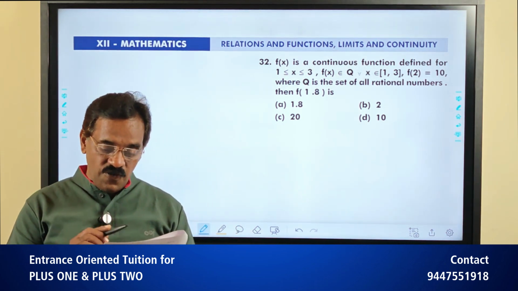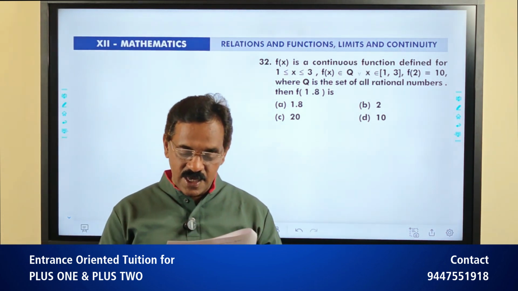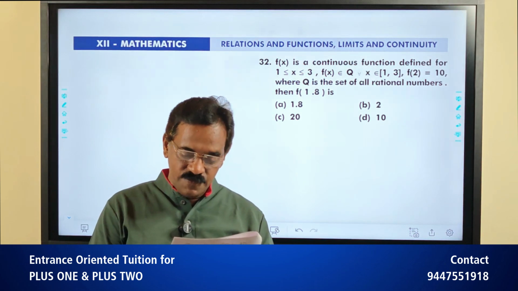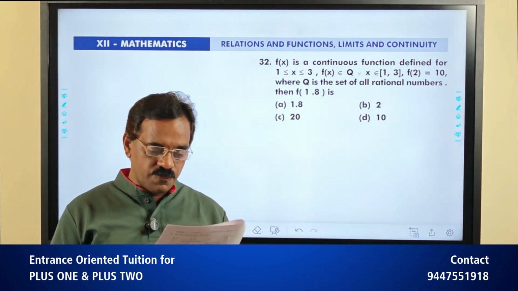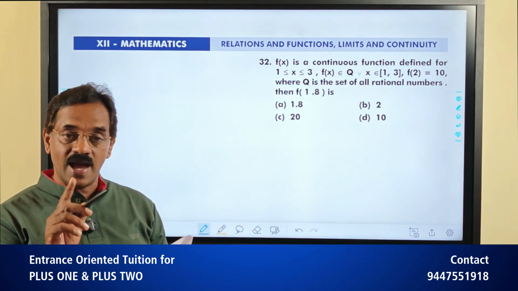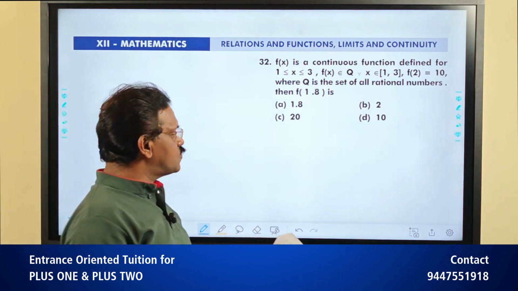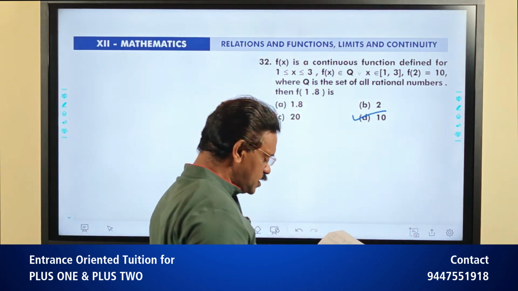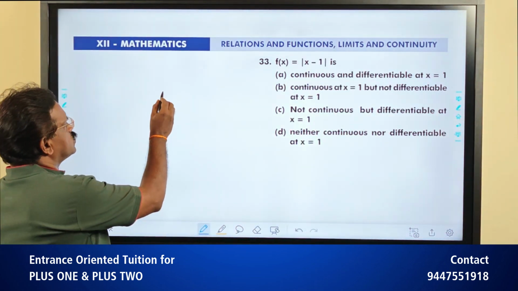That means any value lying between 1 and 3, the function value is 10. Therefore, we can say that f of 1.8 is a value lying between 1 and 3. So, we can say that the choice is going to be equal to 10. Please make a note on this question.